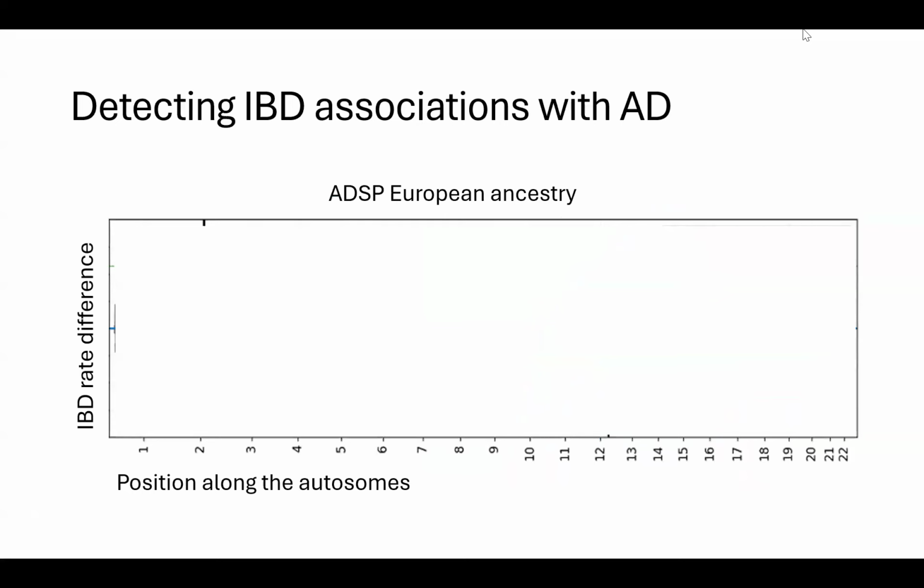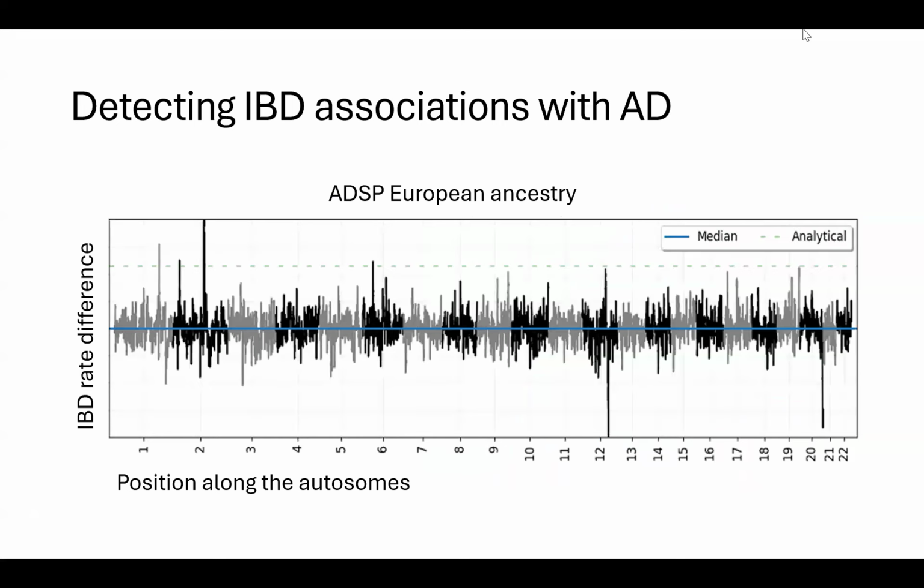So here is another similar figure, but I have changed the vertical axis for the IBD rate difference when we look at cases and controls for Alzheimer's dementia. So here are our results for the European ancestry samples. The horizontal axis I've shown in green is our genome-wide significance level, and we use the same sort of multiple testing correction with the Ornstein-Uhlenbeck process.